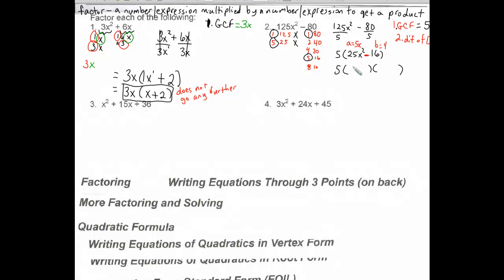We write down the first term, 5x, the second term, 4, and both of the parentheses. One is positive, one is minus. Now we are done. Next example.